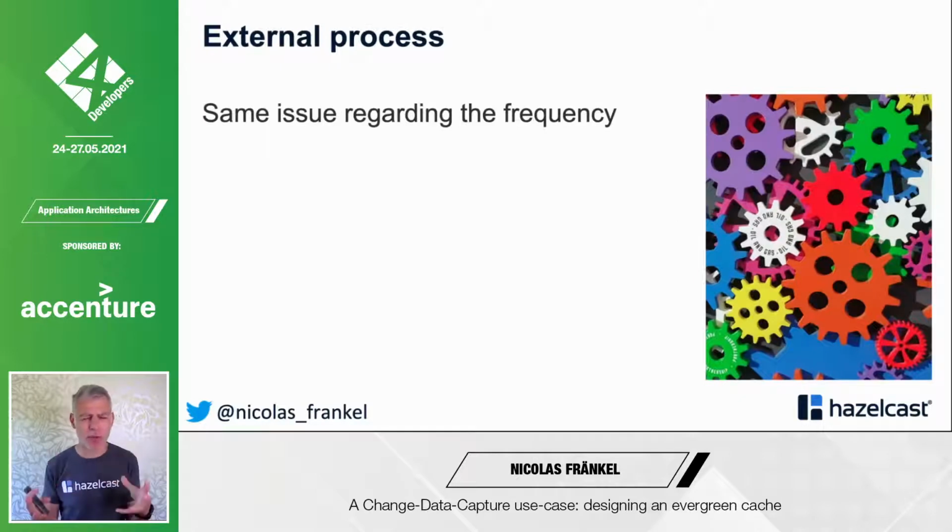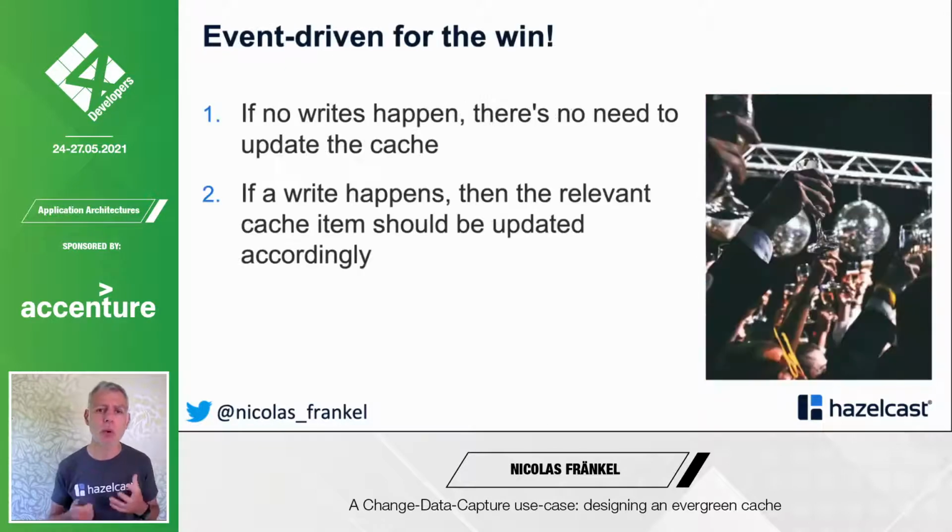And whatever way you think about it, you can have an external process, you will always have the same issue if you have a specific frequency. So the only way to do that is to be event-driven. And event-driven means, hey, if nothing happens, then we don't do anything. But then as soon as the write happens on the source of truth, on the database side, then we need to update the cache item.